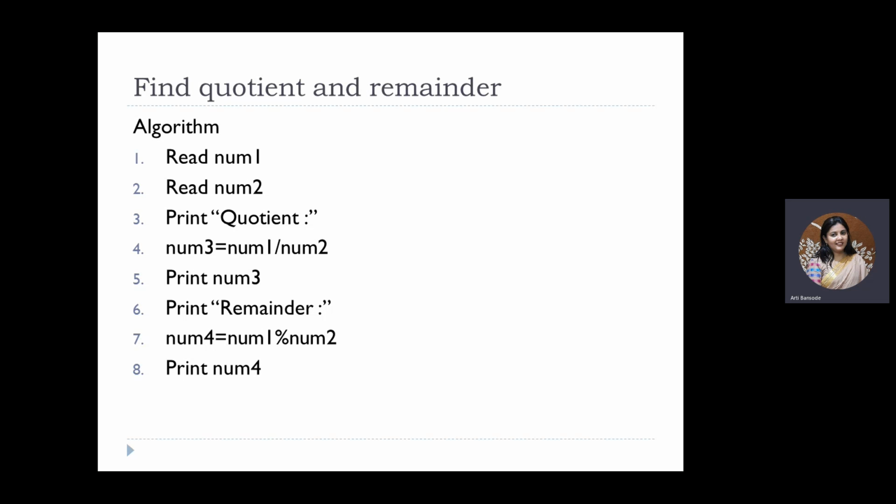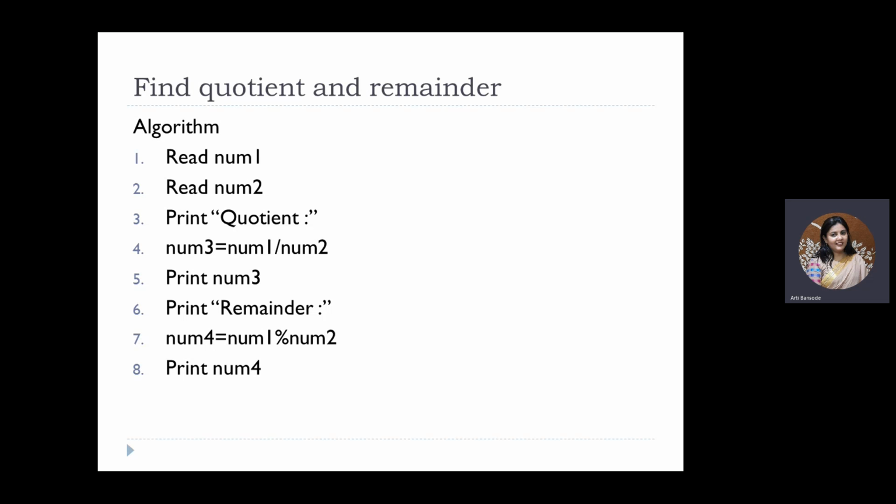So let us see how you get the remainder in division. Now what I am doing is I am going to display the quotient and remainder of a division. So of course for division you need two numbers, so I am going to read number 1 and read number 2. In the third step I have written print quotient. It is just so that when the program is displayed it looks better. So print quotient. So quotient is num3 equals num1 divided by num2.